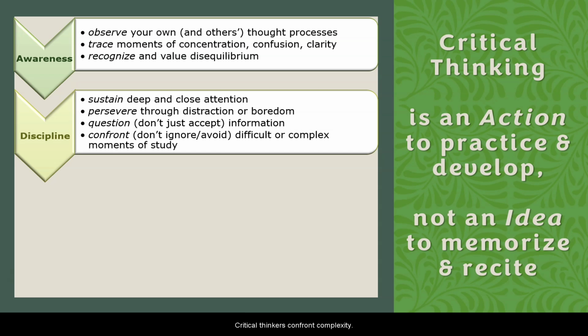Critical thinkers confront complexity. We try to avoid oversimplifying things. We try not to see anything as black and white. We try not to see anything as universal. So confronting complexity instead of just ignoring it, instead of just avoiding it, which is so much easier.